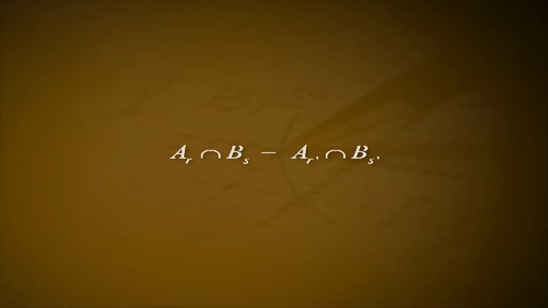Now suppose A_r intersection B_s and A_r' intersection B_s' are not disjoint. Say y belongs to both sets. Then y belongs to A_r and A_r'. Hence A_r is equal to A_r'. Similarly, y belongs to B_s and B_s'. Hence B_s is equal to B_s'. Accordingly, A_r intersection B_s is equal to A_r' intersection B_s'. Thus the cells are mutually disjoint or equal. Accordingly, P is a partition of X.